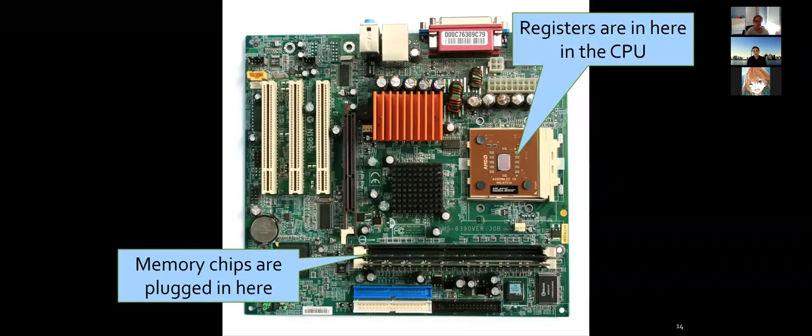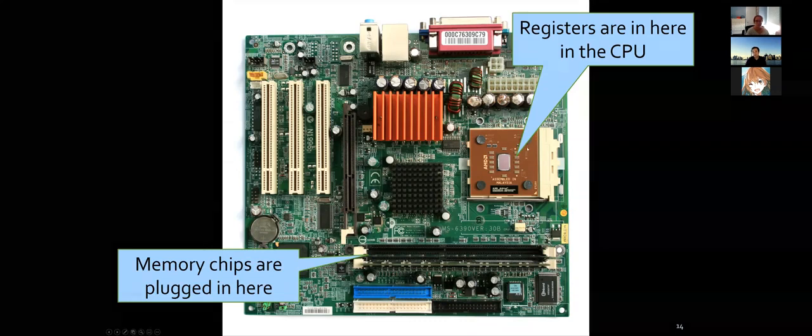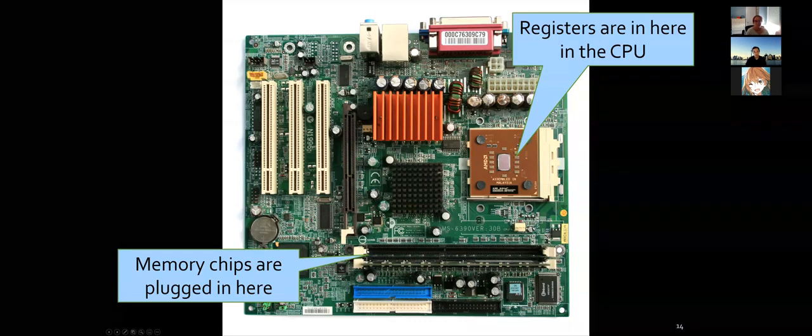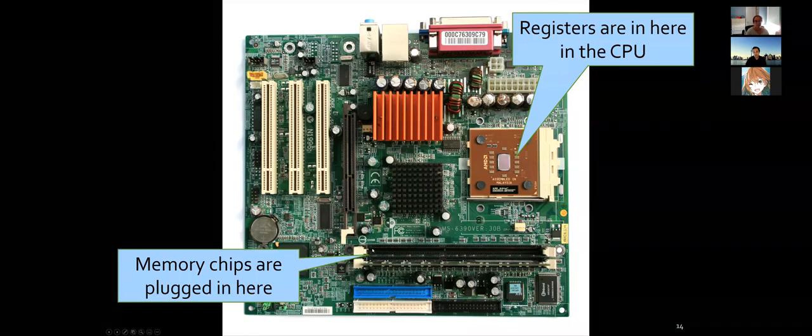Okay, this is how the typical motherboard is going to look. And remember, this is going to be a cheap, tiny chip there. Registers are in here in the CPUs, right? This is an AMD chipset. And the memory chips are going to be plugged in here. And that's how you get memory. You see some of them are filled in, like this one, and there are empty slots.